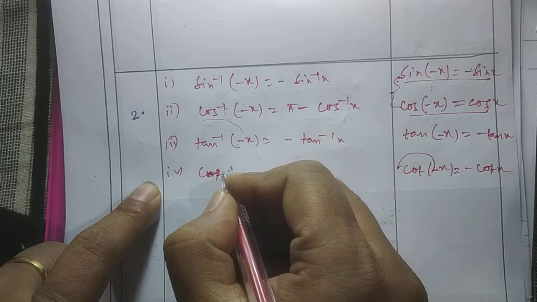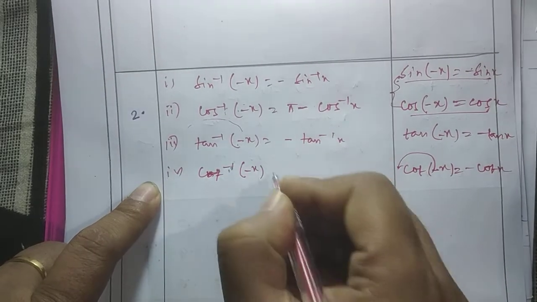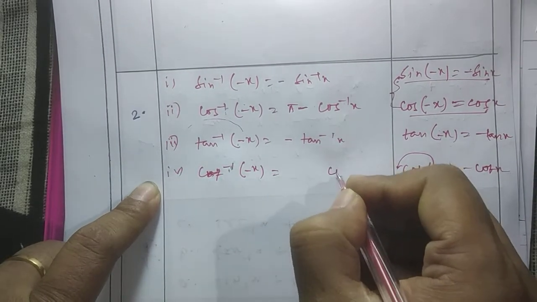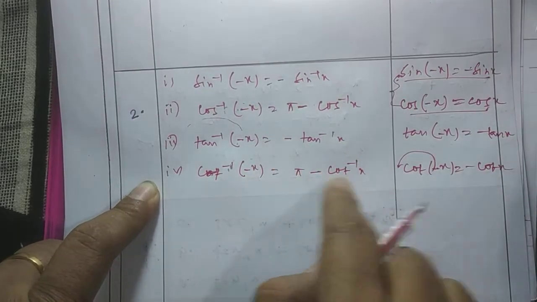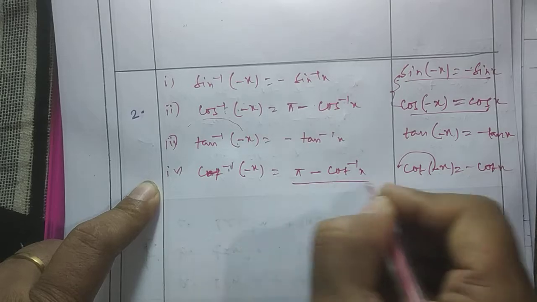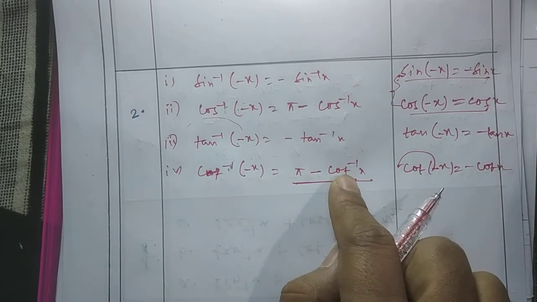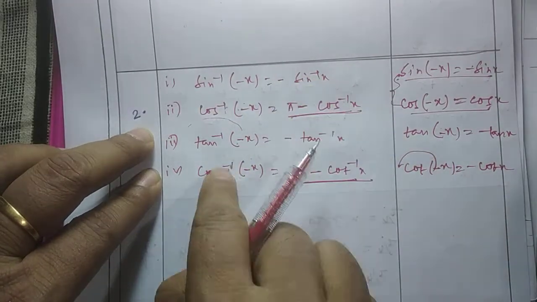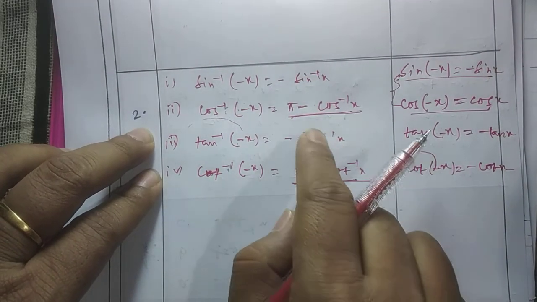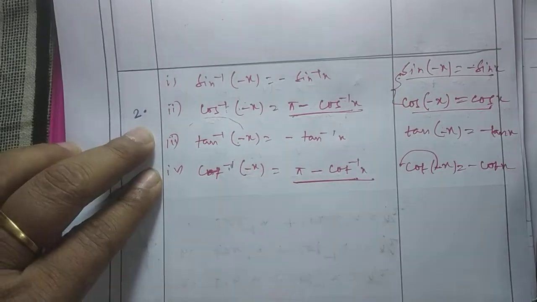Similarly cot inverse of minus x will not be only cot inverse x; here, like cos, pi minus will be there: pi minus cot inverse x. So you have to remember these cases. The remaining cases can be remembered very easily, but you only have to remember the pi cases. Okay.